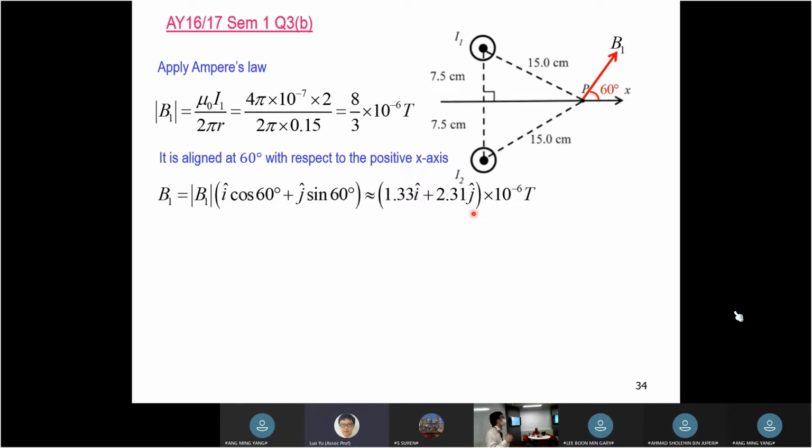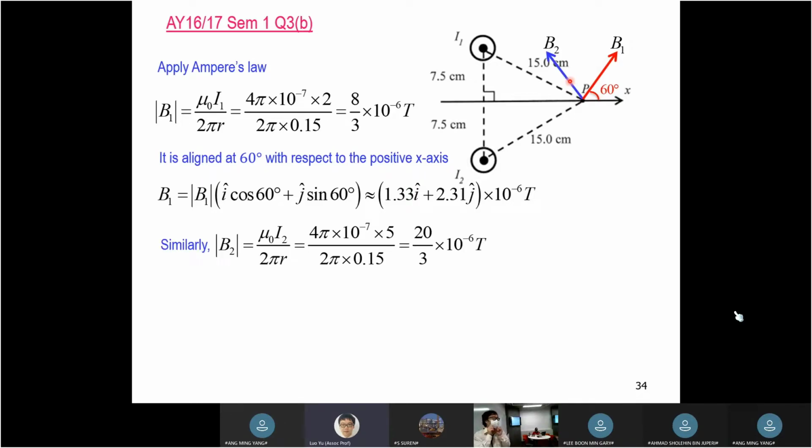Now, I want you to follow the same procedure to calculate B2. My B2 should be along which direction? Top left, top right, bottom left, or bottom right? Very good. Top left. Again, out of the page, which means it's still counterclockwise, perpendicular to this radius, so it can only be along the top left direction. So B2 is mu naught I2 divided by 2 pi r.